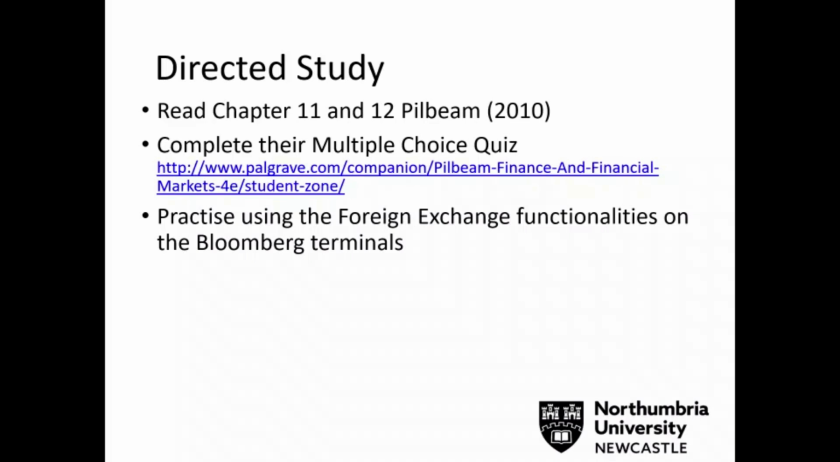Try the multiple choice questions from the Pilbeam book. Do explore a range of Bloomberg functionalities, which we have highlighted throughout this presentation, as well as what we will do in the seminar. And I know quite a lot of you are keen on digital assets. Have a look at the research of why digital assets actually move in value, and do look up the potential for a central bank digital currency, and pay attention to some of the IMF documentation regarding this.